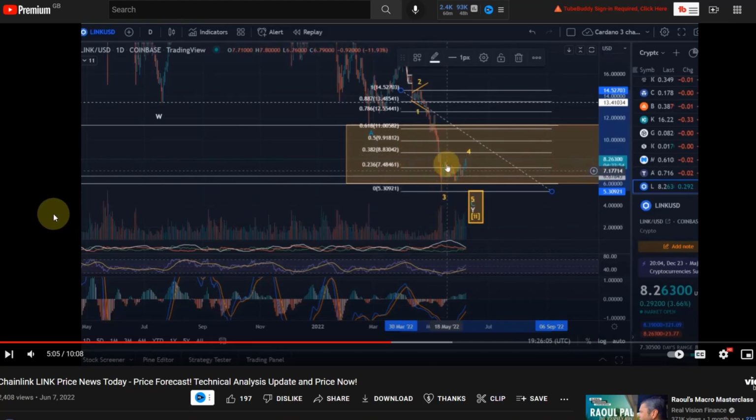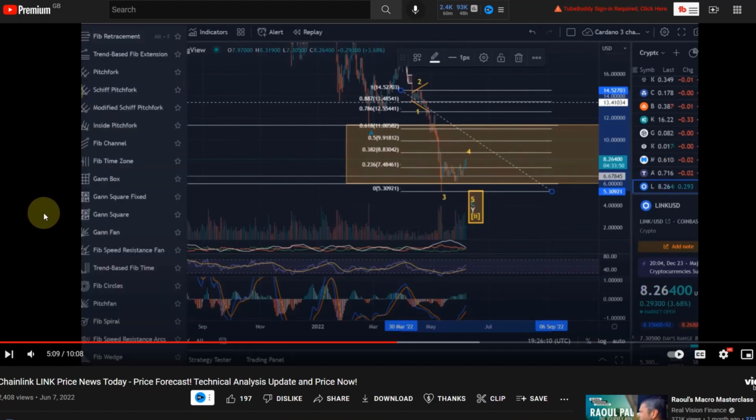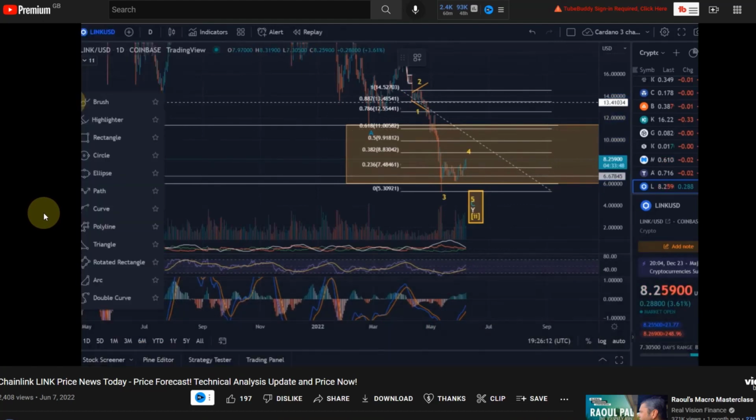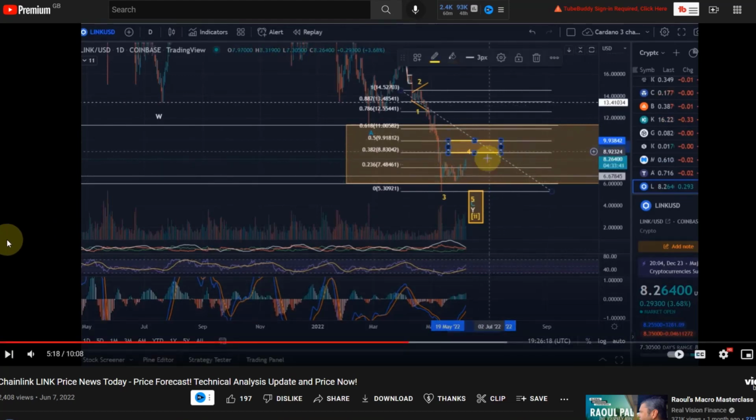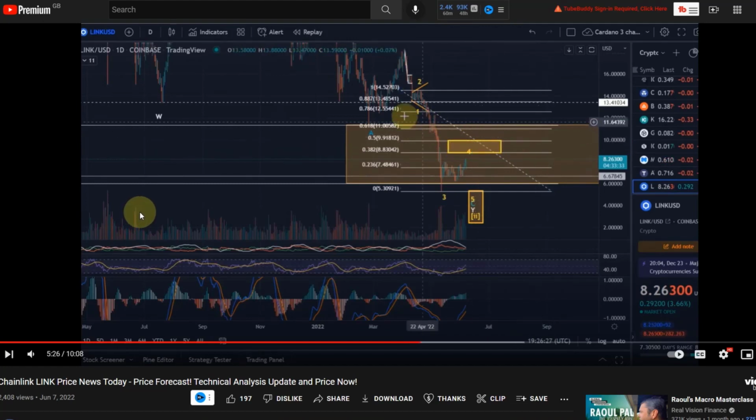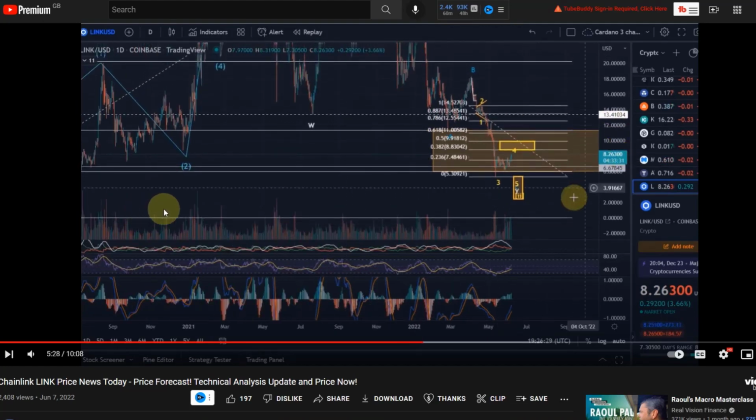So this is actually, it looked like a triangle, okay, invalidated. So we go to the next likely scenario, which will be that we are going to reach here the target area between the 38.2% level and the 50% Fibonacci retracement level between 8.83 and 9.92. Only if we get above that, maybe above $10, yeah, then I would consider that this could really become a breakout.